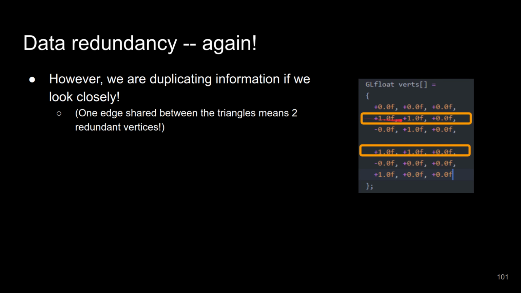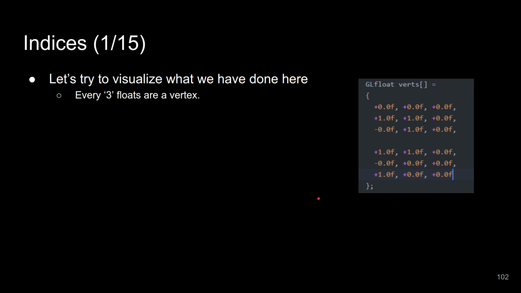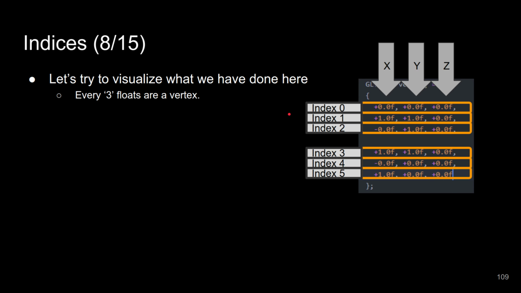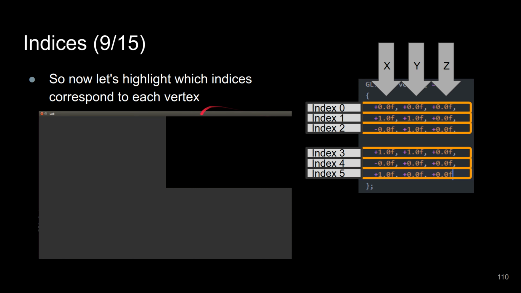Okay, so here's another duplicated vertex and so on, right? You have 2 duplicates, 2 pairs. So again, let's just try to visualize what we've done here. Every 3 floats are a vertex, the x, y, and z. Here's the first vertex at index 0. The next one, the next one, the next one, and so on. And then I can draw this rectangle here.